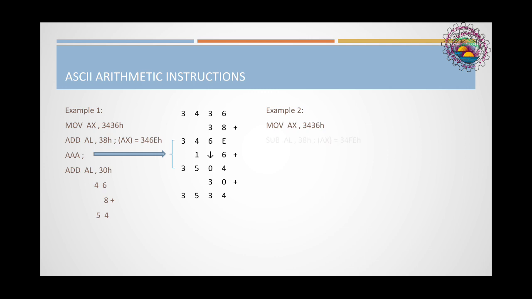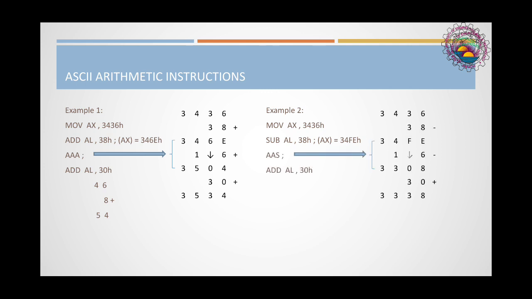In example 2 we have subtracted 38 from 34, 36. So 34, 36 is equivalent to 46, and from the AL value we have subtracted 38. So after the subtraction instruction, AX will be having 34FE.